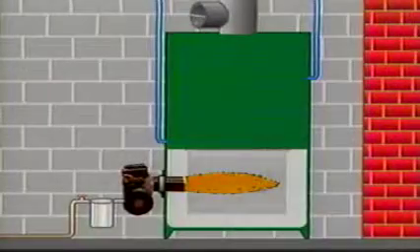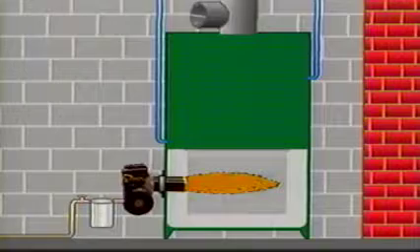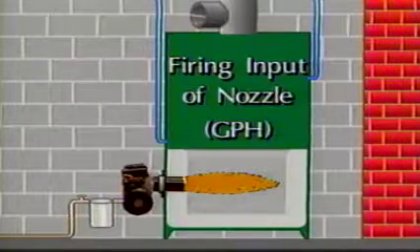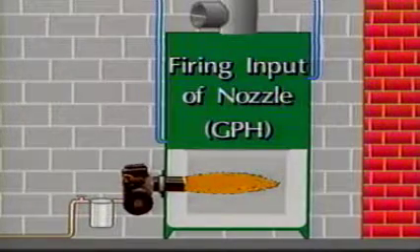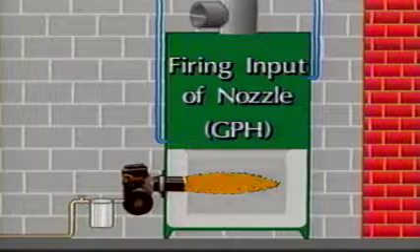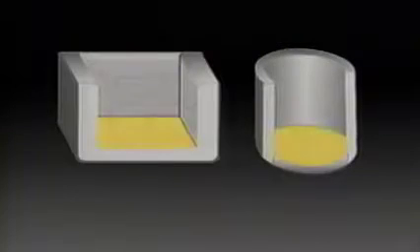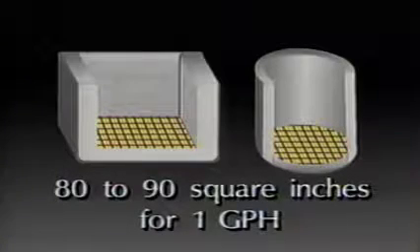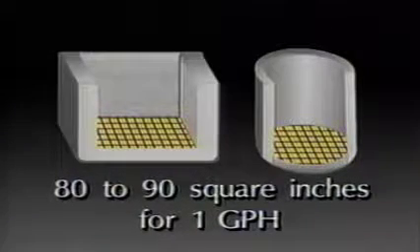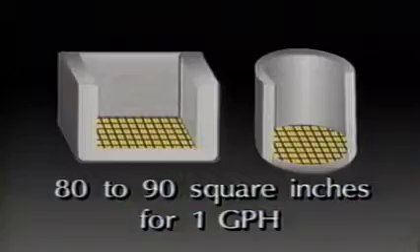Since the combustion chamber contributes to the complete combustion of the flame, it is sized to match the firing input of the nozzle to provide the amount of heat needed by the particular job. The physical size of the chamber in most residential applications is based on the square inches in the floor of the chamber. 80 to 90 square inches is normally ideal for a 1 gallon per hour firing rate.